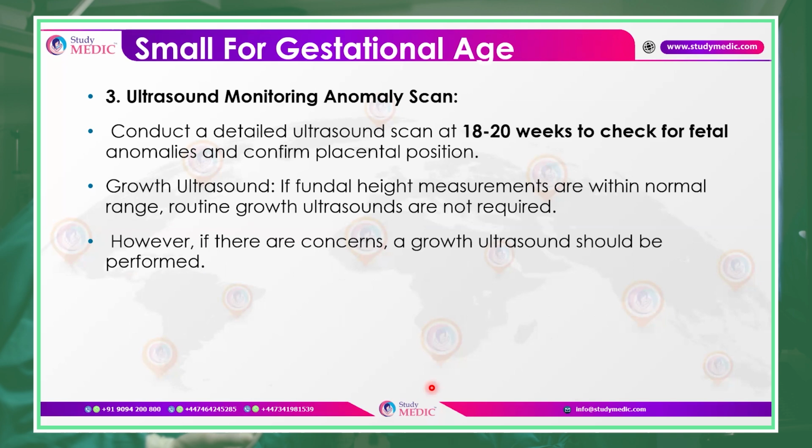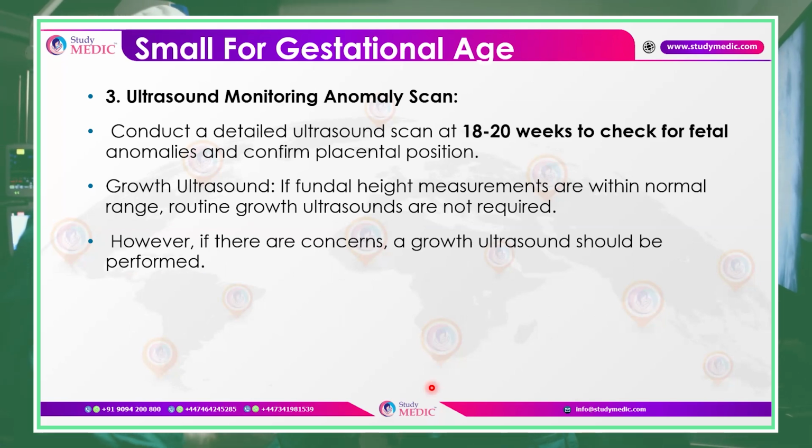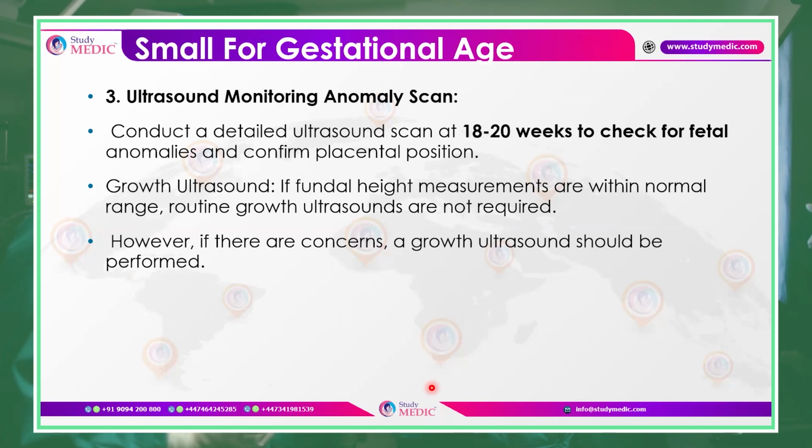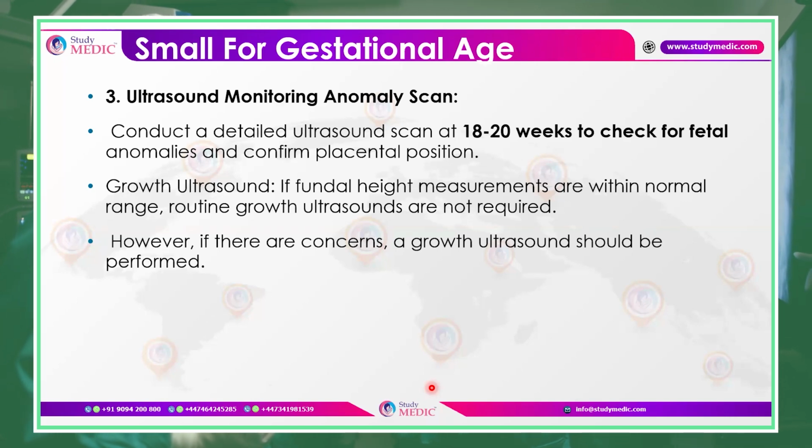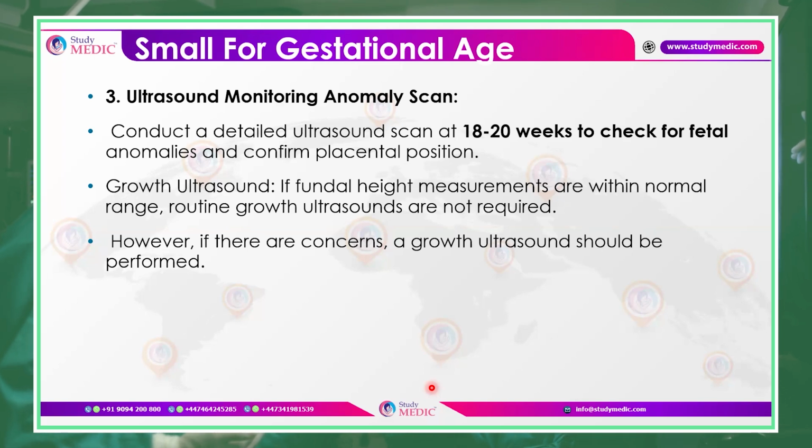Ultrasound monitoring and anomaly scan is carried out at 18 to 20 weeks to check for fetal anomalies and to confirm the placental position. This mid-pregnancy scan is very, very important to understand if any structural abnormalities are present, as in 2 to 3% of pregnancies, structural abnormalities can be there, and for placental localization. Why is placental localization important? If somehow you have a low-lying placenta, you can keep a follow-up at 32 weeks and followed by 36 weeks if it is still low-lying. So that is the importance of placental localization as well, in addition to growth of the baby.